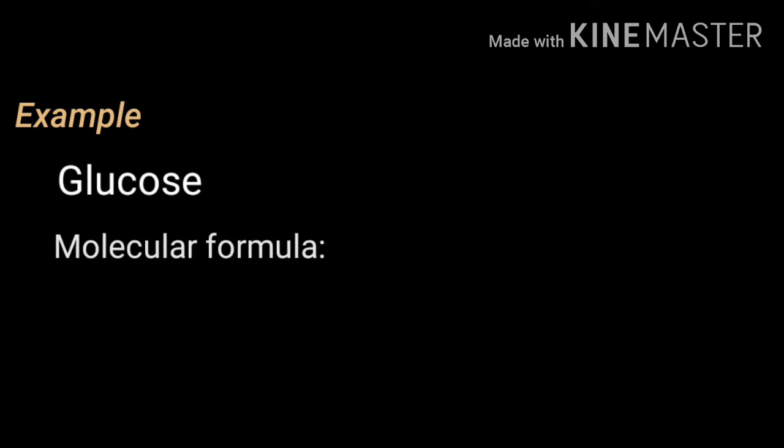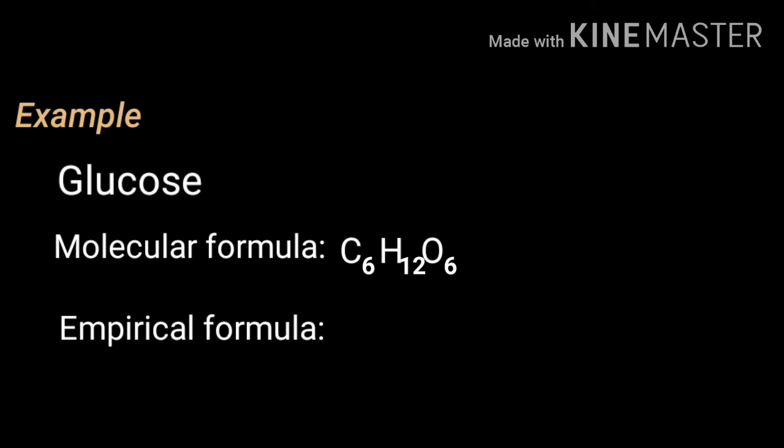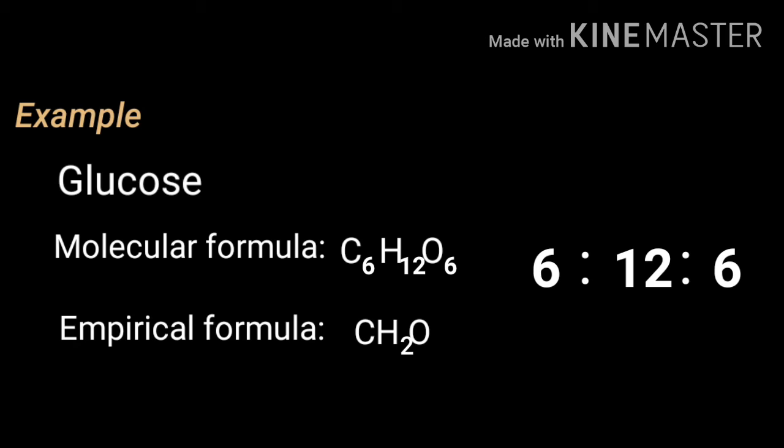For example, glucose. Glucose has 6 carbon atoms, 12 hydrogen atoms and 6 oxygen atoms in a single molecule. Therefore, its molecular formula is C6H12O6. But its empirical formula is CH2O. This is obtained by finding the simplest ratio of exact number of atoms of various elements present in glucose.